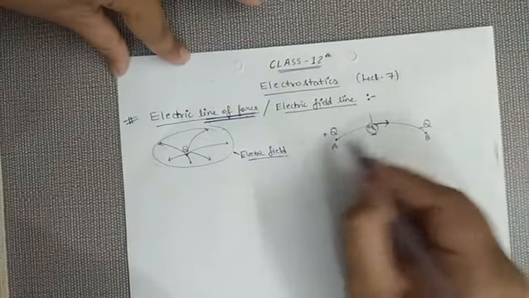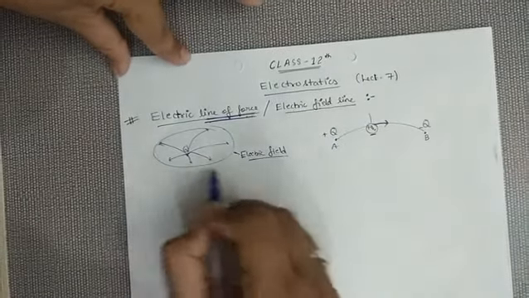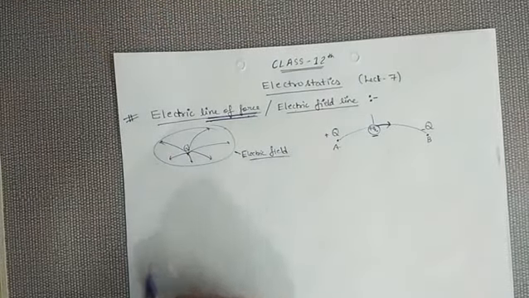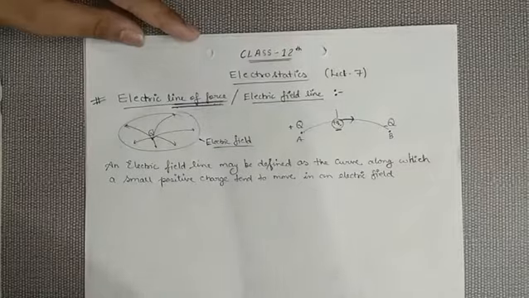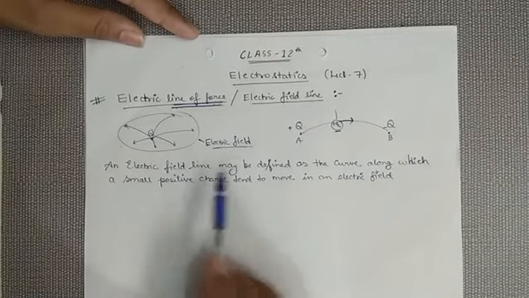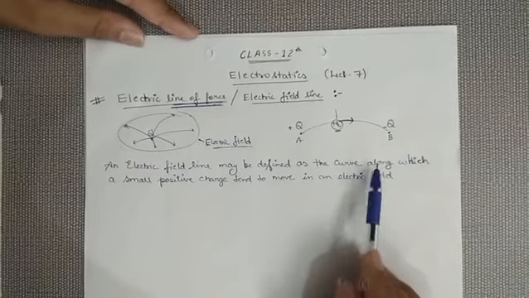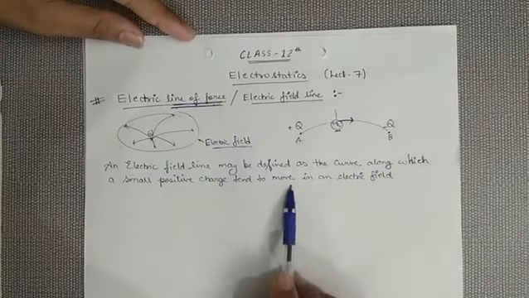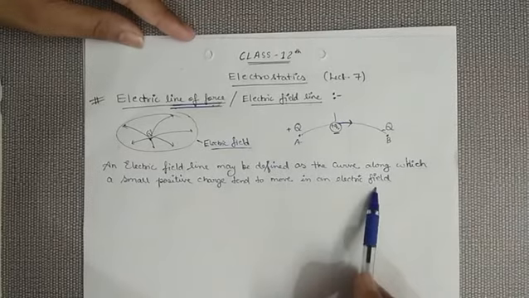So these electric field lines are present around a charge and are responsible for the formation of the electric field. See the definition: an electric field line is defined as the curve along which a small positive charge tends to move in an electric field.